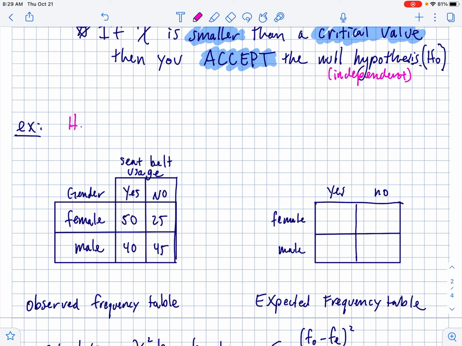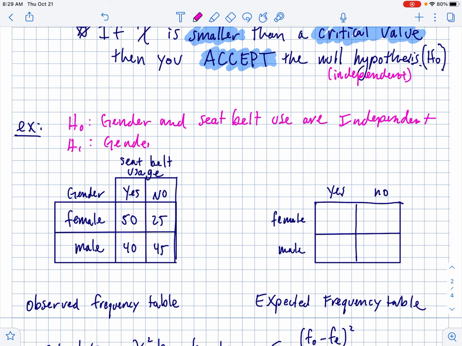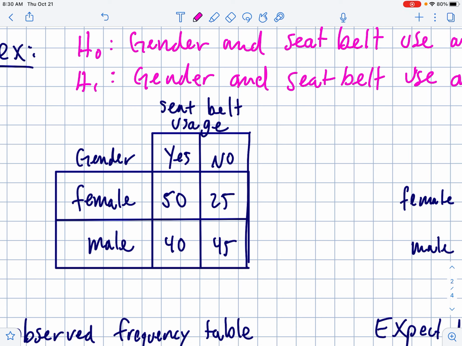Okay, the first thing we're going to look at is this problem is about seatbelt usage versus your gender. So if I was to state the null and alternative hypothesis, the null would be gender and seatbelt usage are independent of each other. The alternative, of course, would be that they're not independent. That is to say that they are dependent. So this is kind of how you should start every chi-squared problem, is state what the null and the alternative hypothesis are.